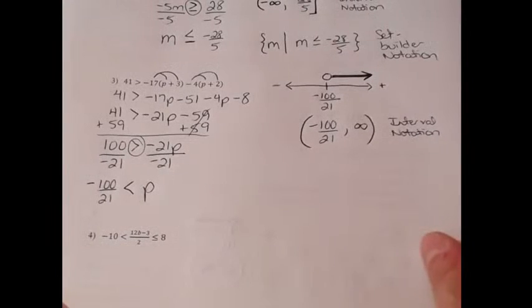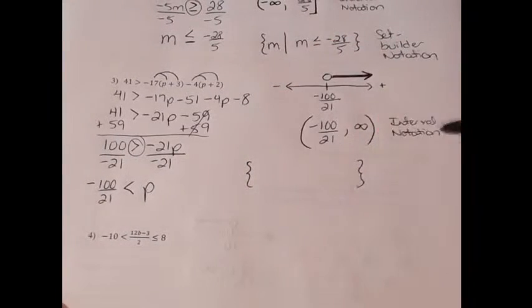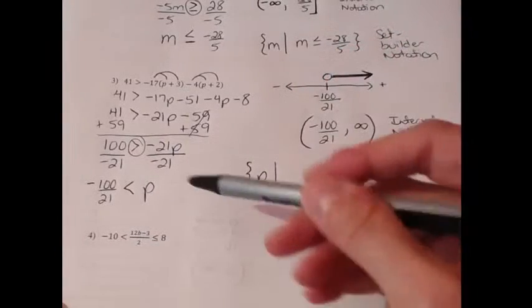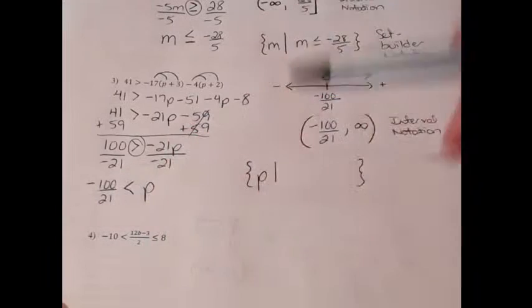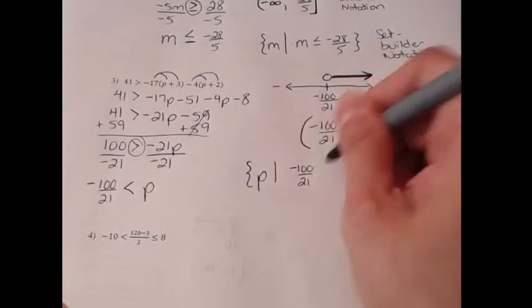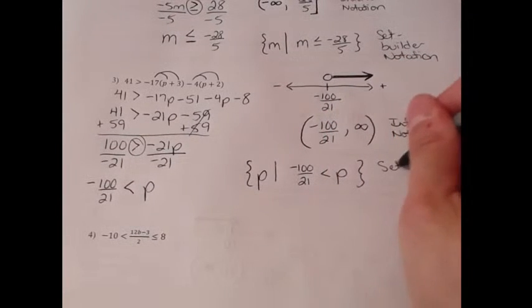Next, we need to write out set builder notation. So we have our braces. Our variable is p, so p and then the vertical bar. And then all you're going to do is pick up your answer and throw it right inside. So we have negative 100 over 21 is less than p. And that is set builder notation.